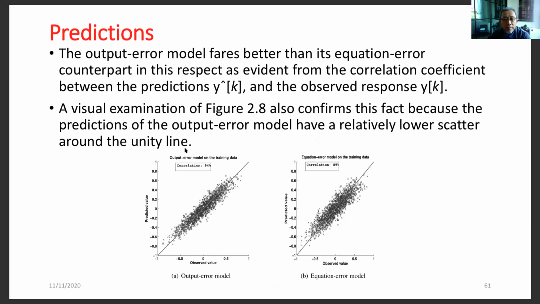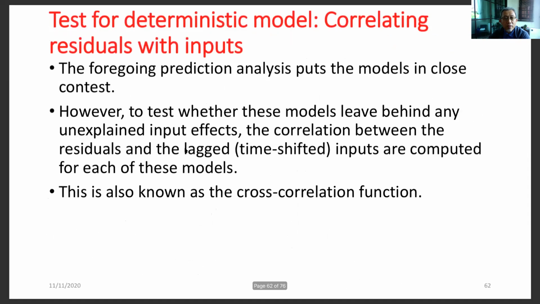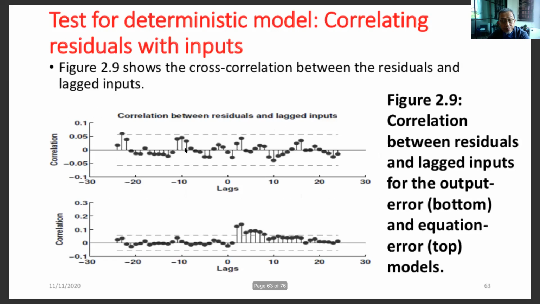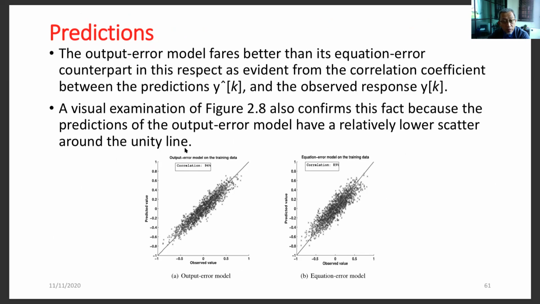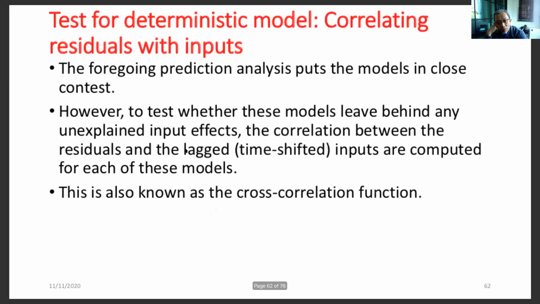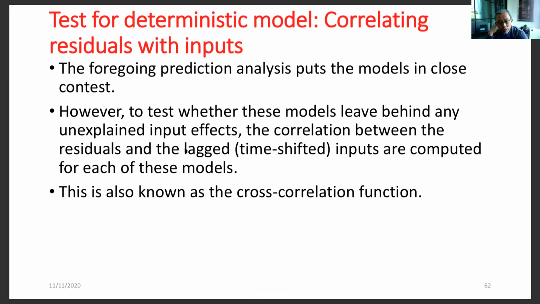Based on the correlation percentage, which is higher for the output error model, we can see that the cross correlation function is one of the tools in system ID where we look at the similarities between two data. In this case, the two different data are the prediction value and the observed value, the estimated value and the real value. That's why cross correlation is also an important function.